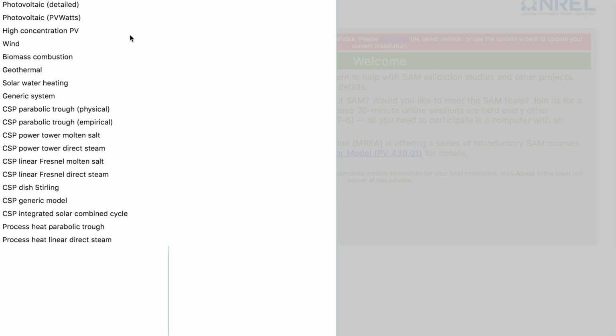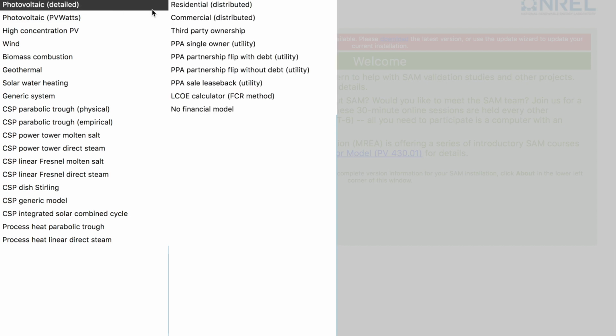The next step is to choose what type of solar array you will be modeling. In this case, we are going to do a small-scale residential array, so we're going to do the photovoltaic detailed and then the residential distributed, and then we're just going to click OK.